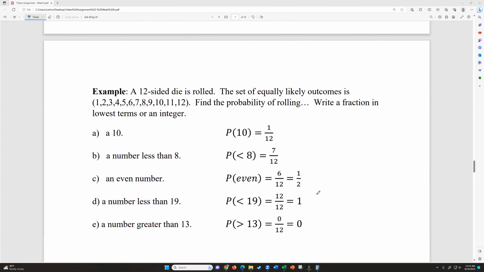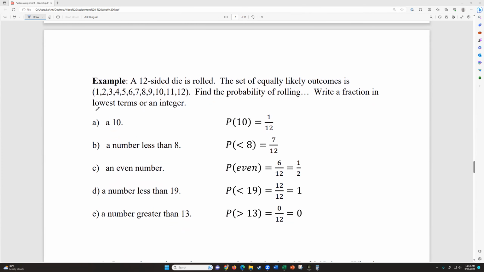So let's look at some examples. I've already got this one pre-worked out just so we can look at it and count them. Let's say you have a fancier die, a 12-sided die. That's going to have numbers 1 through 12 on it. The set of equally likely outcomes is 1, 2, 3, 4, 5, 6, 7, 8, 9, 10, 11, 12. Each one of those sides would only occur once on the die. Find the probability of rolling, and we're going to write our answer as a fraction in lowest terms or an integer if it reduces, like some of these do.